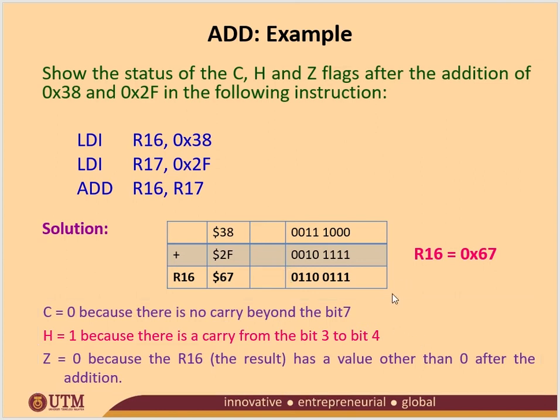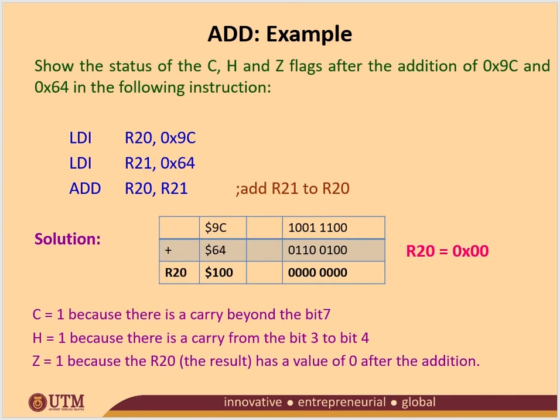So what is the current value of R16 after the addition? This is the value here. You convert this value 01100111 back to hexadecimal, and then R16 now has the new value, which is 67.